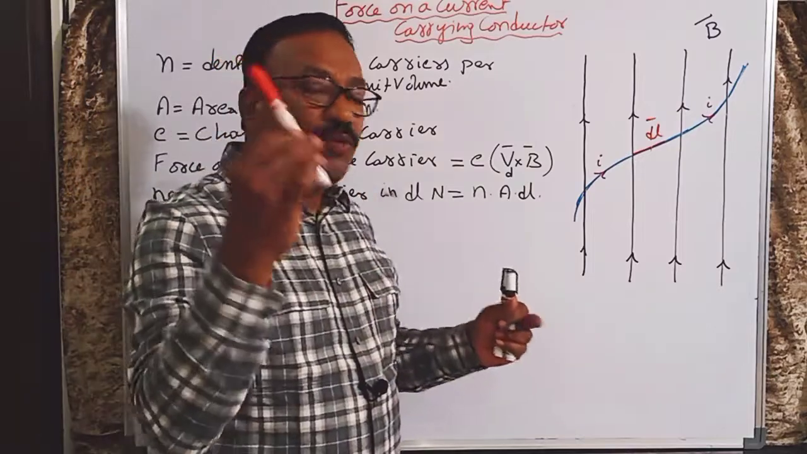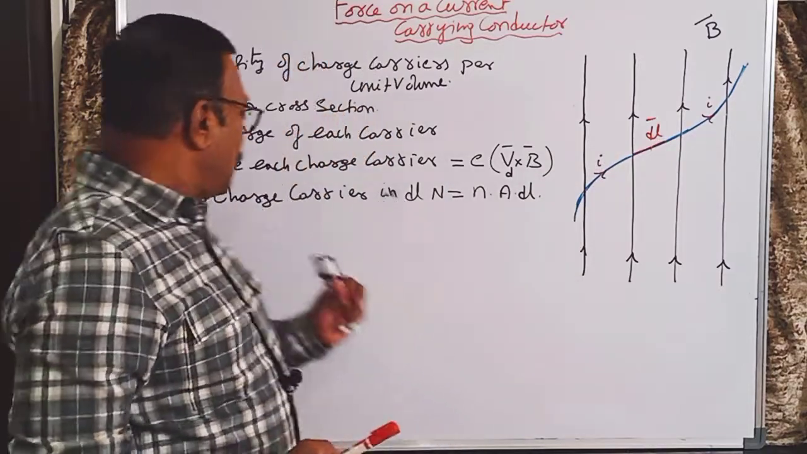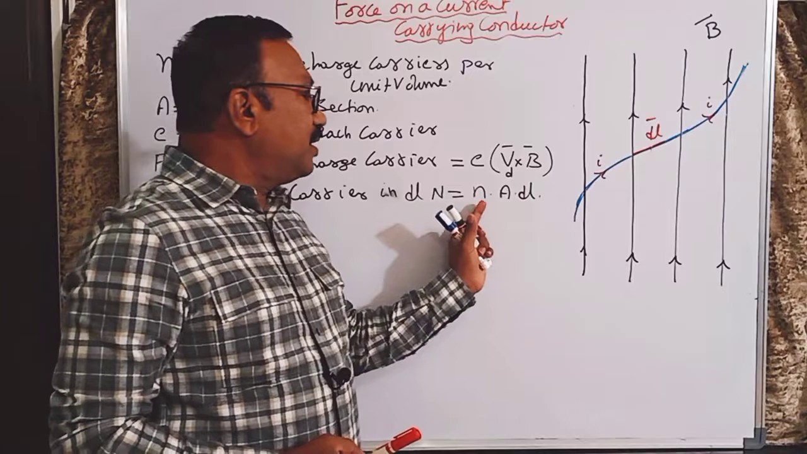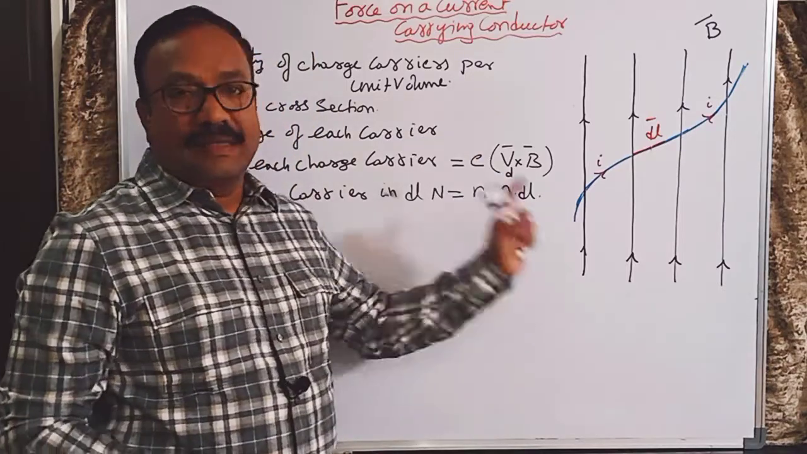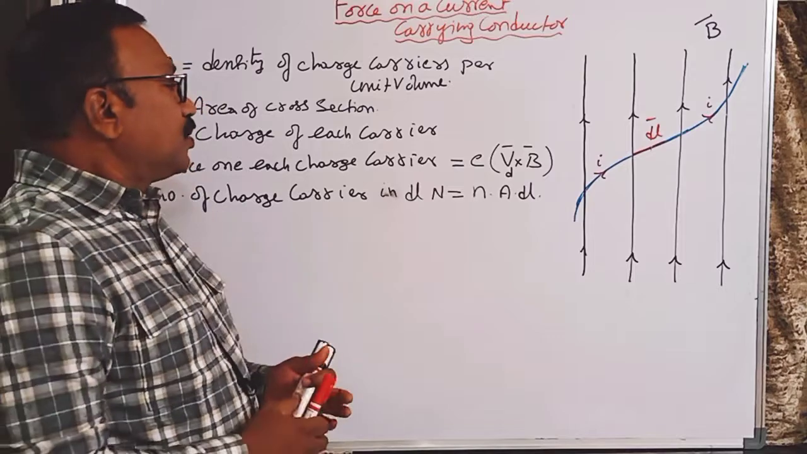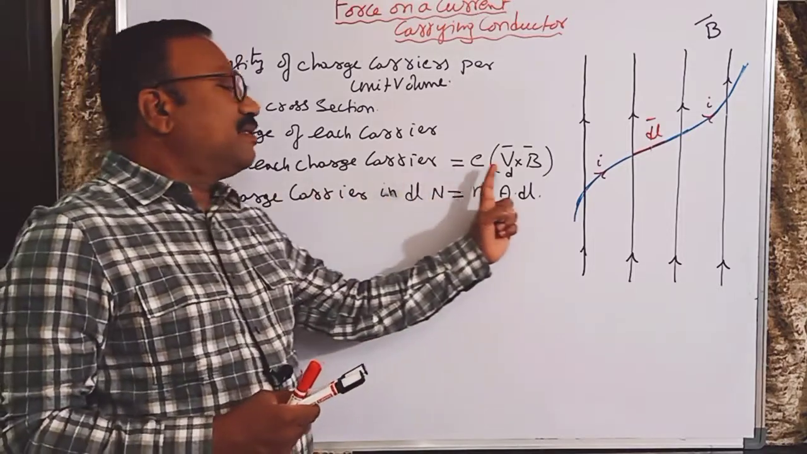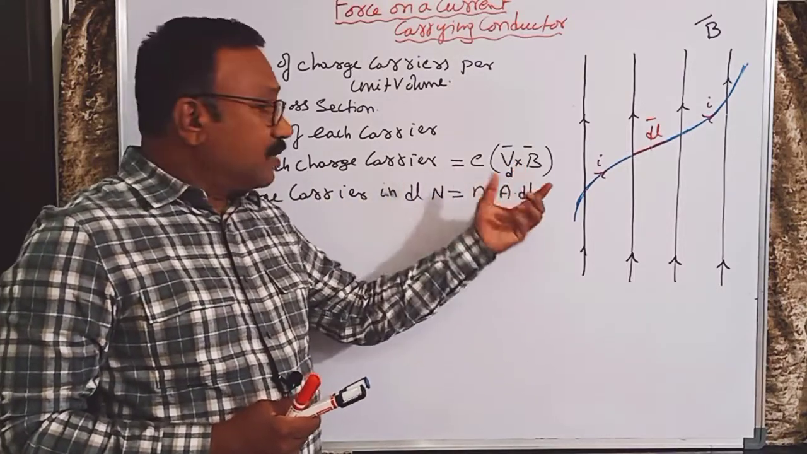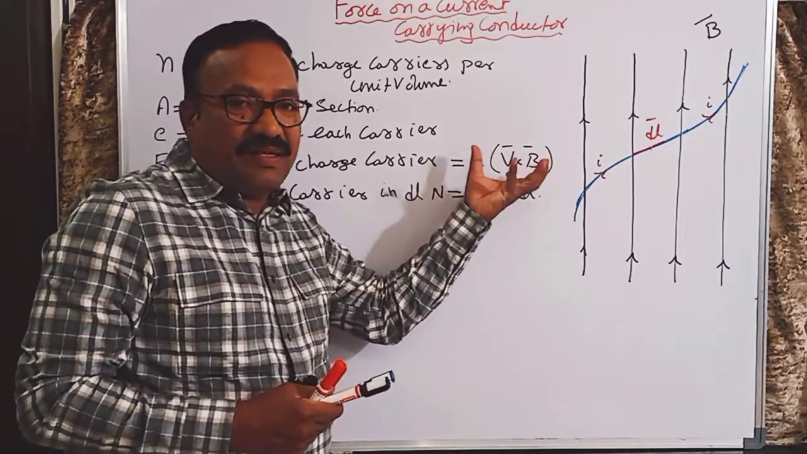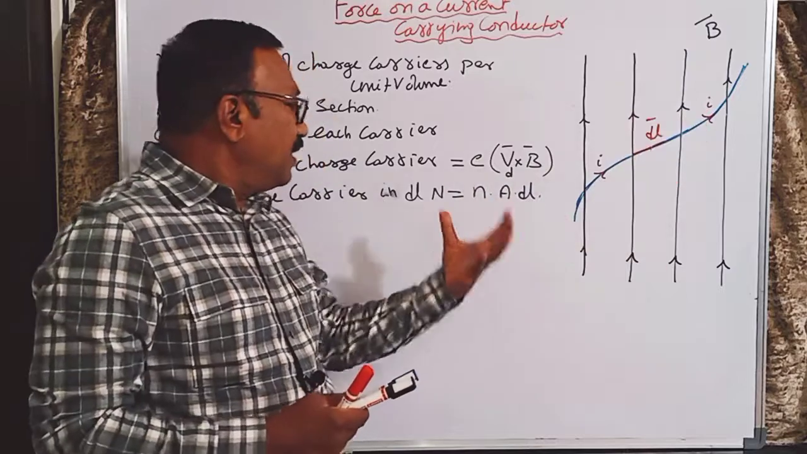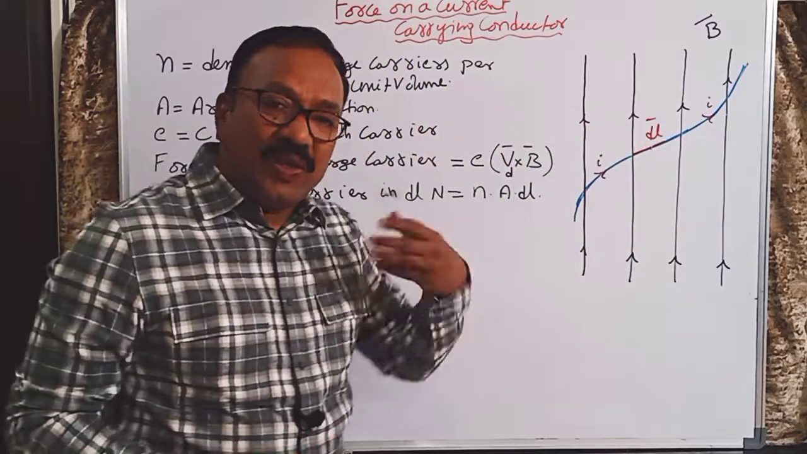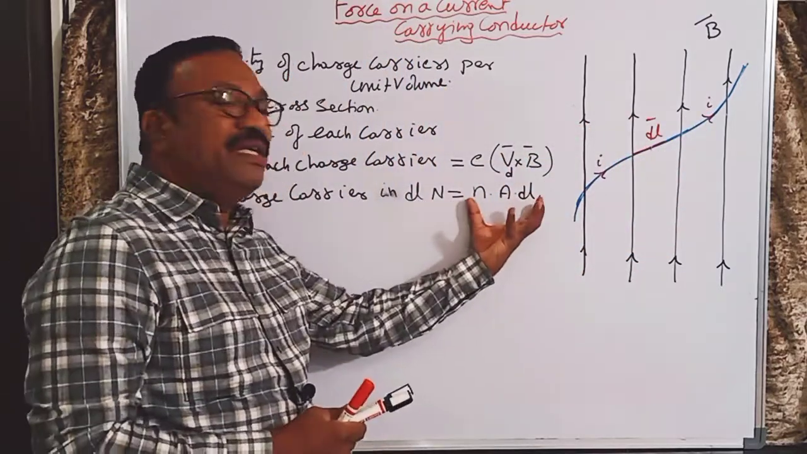Then in a volume of a segment DL, how many charge carriers will be there? N into A into DL. This is the total number of charge carriers. Now each charge carrier is experiencing this much force in this wire. Therefore, the segment DL also experiences force due to this many charge carriers.